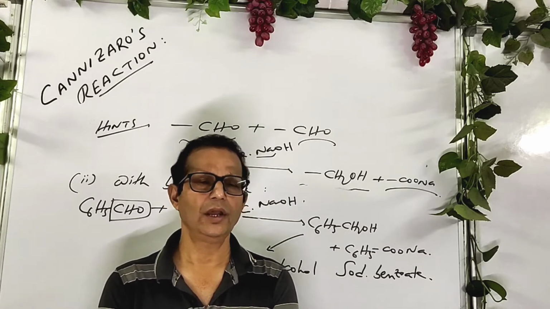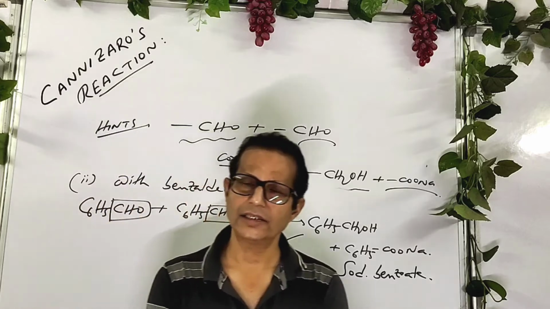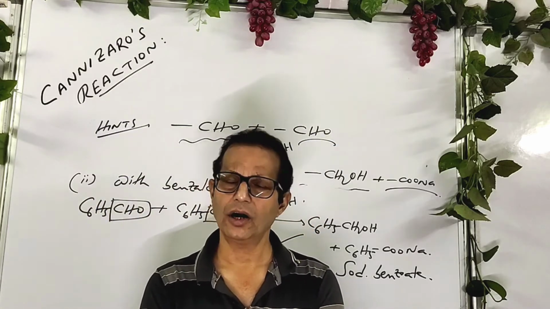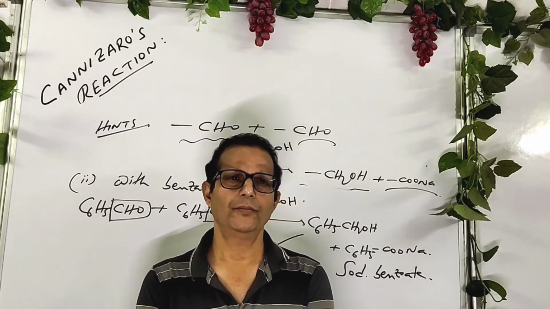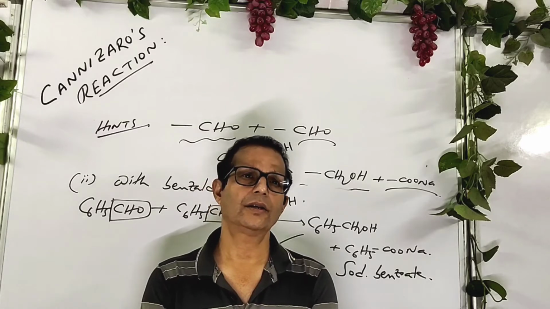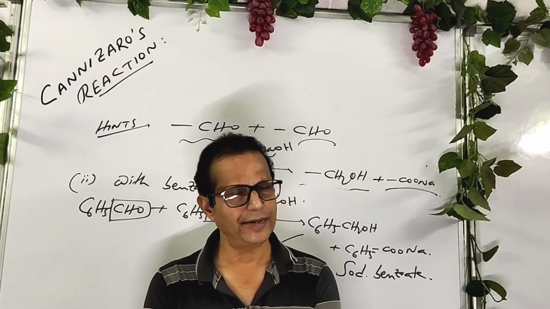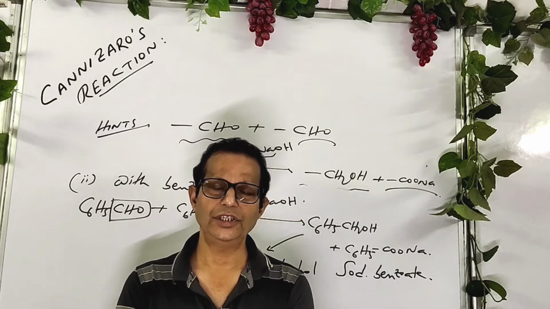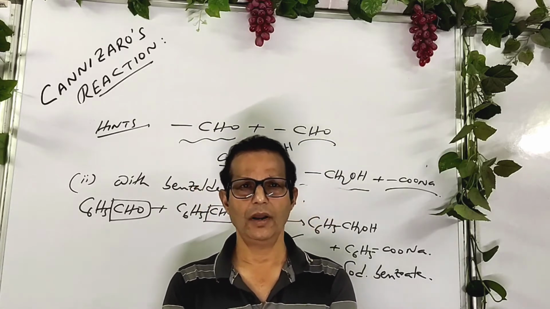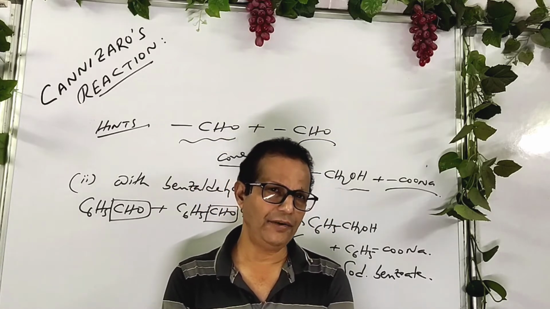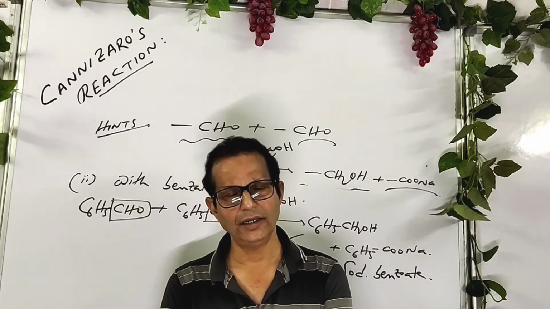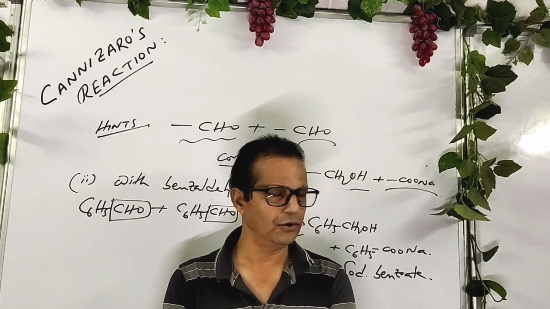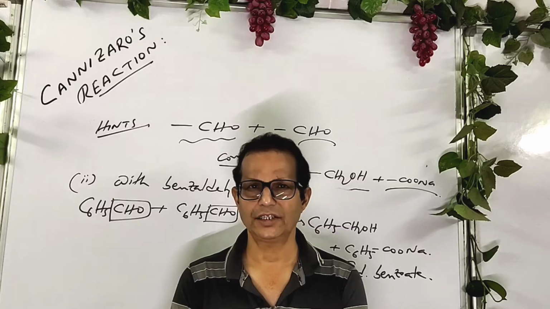Now, this is another example of Cannizzaro reaction, which occurs between aromatic aldehyde, that is benzaldehyde, which has no alpha hydrogen atom, and aliphatic aldehyde, that is formaldehyde, which has also no alpha hydrogen atom. So let's start.